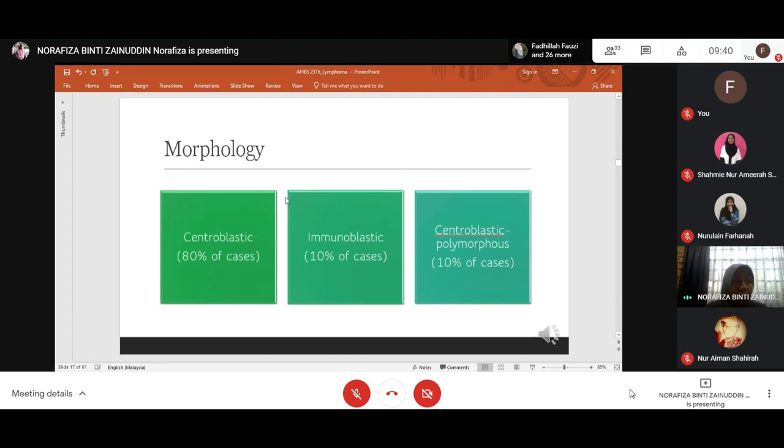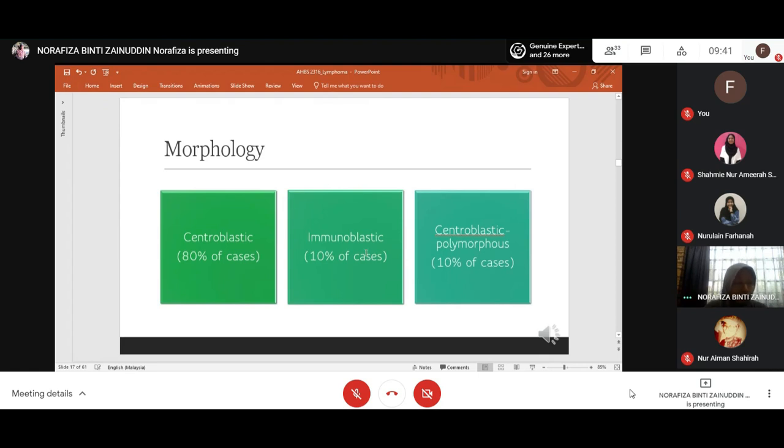And these are the morphology of the LBCL. It depends on histological subtypes, which are centroblastic in 80% of the cases, immunoblastic DLBCL in 10% of cases, and centroblastic polymorphous in 10% of cases. The centroblastic polymorphous has features intermediate between centroblastic and immunoblastic. It is not a single entity, but a group of B-cell lymphomas that share two morphologic elements.